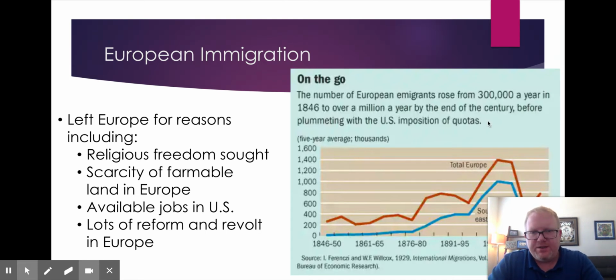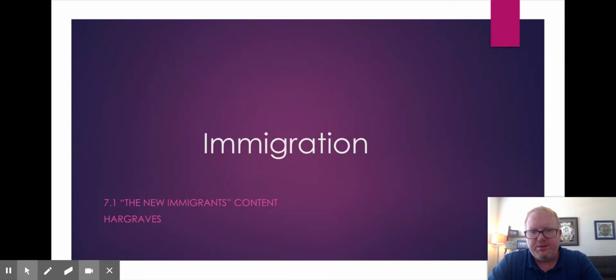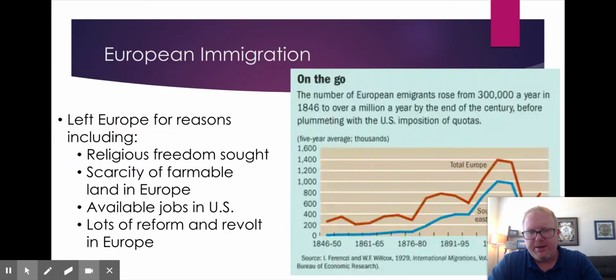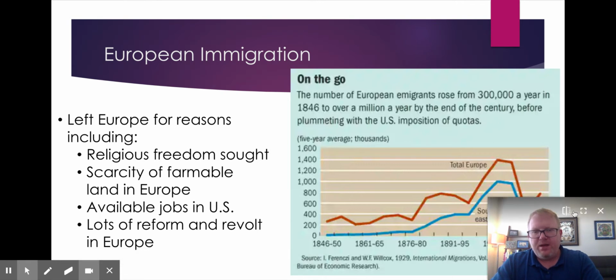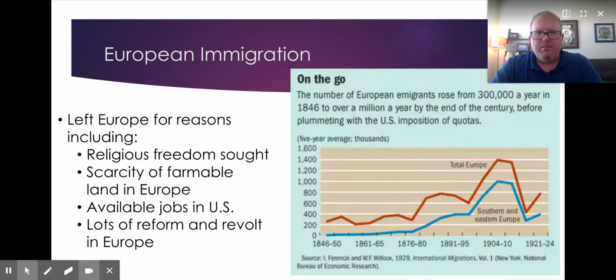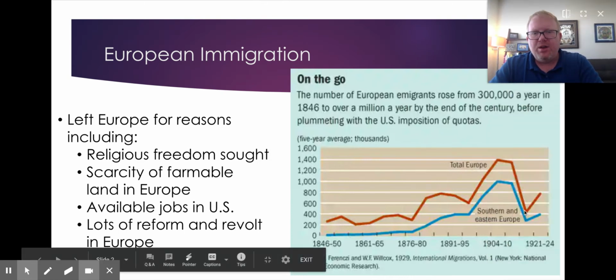But you see in this slide here, sorry, I'm going all over the place on you. The red line is the total immigration over time, and the blue line is the immigration by the Southern and Eastern Europeans. So you see when it really spikes.